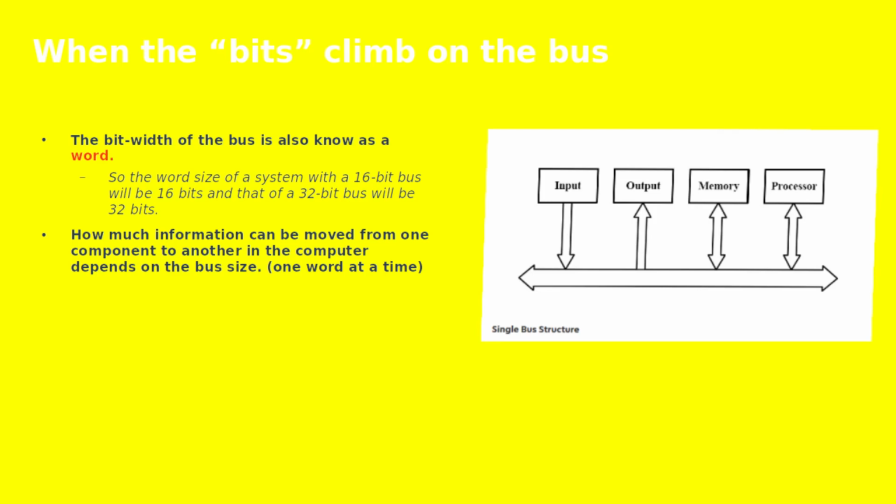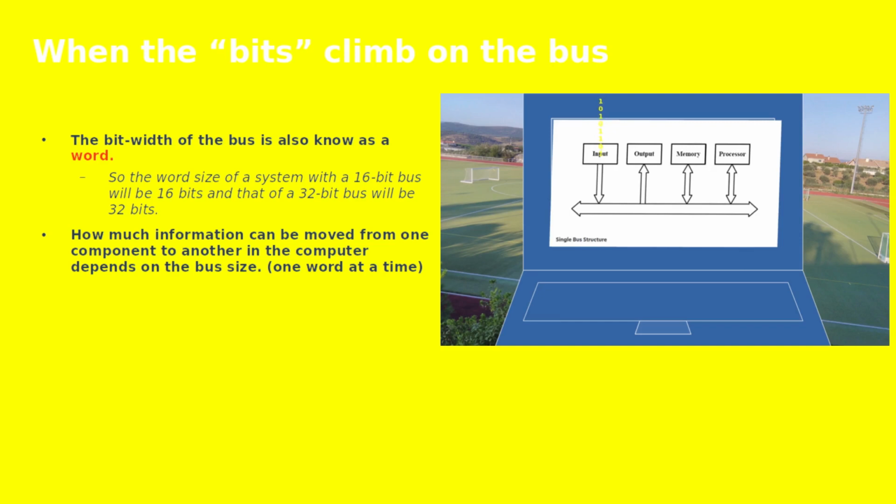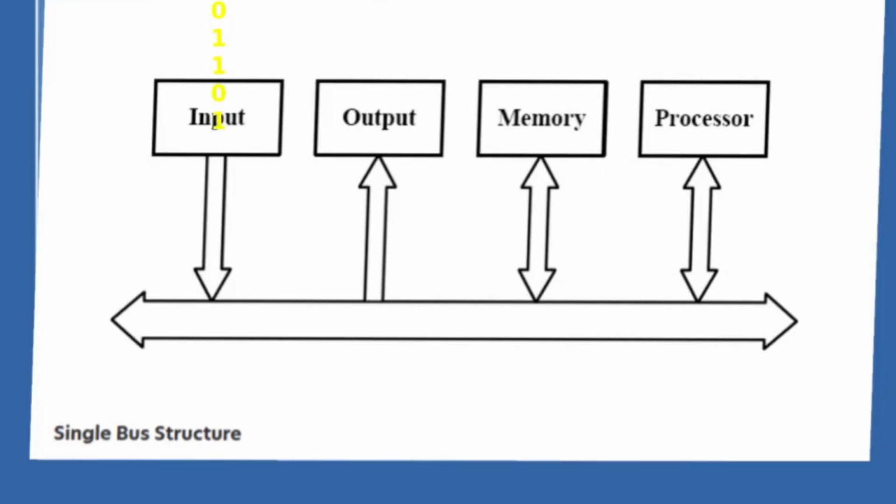Now the bit width of a bus is also known as a word. So the word size of a system with a 16-bit bus will be 16 bits, and that of a 32-bit bus will be 32 bits. How much information can be moved from one component to another in the computer depends on the word size. In other words, if you've got a 16-bit system, you'll be able to transfer 16 bits from one component to the other in one clock cycle of the computer.